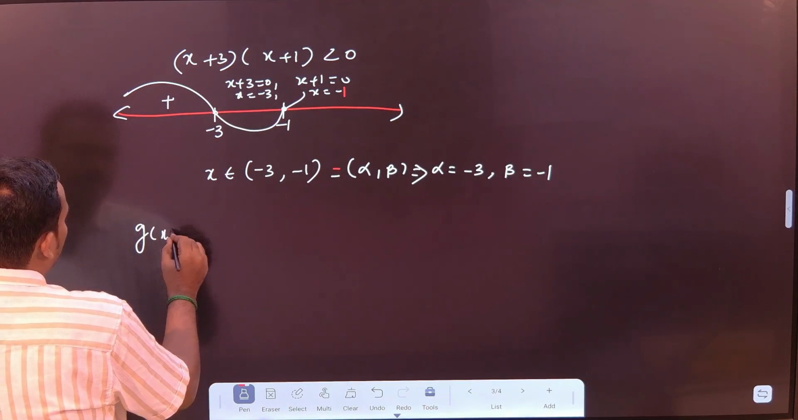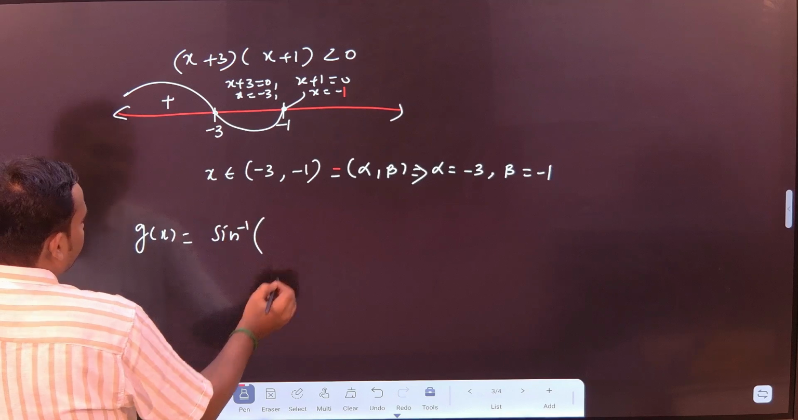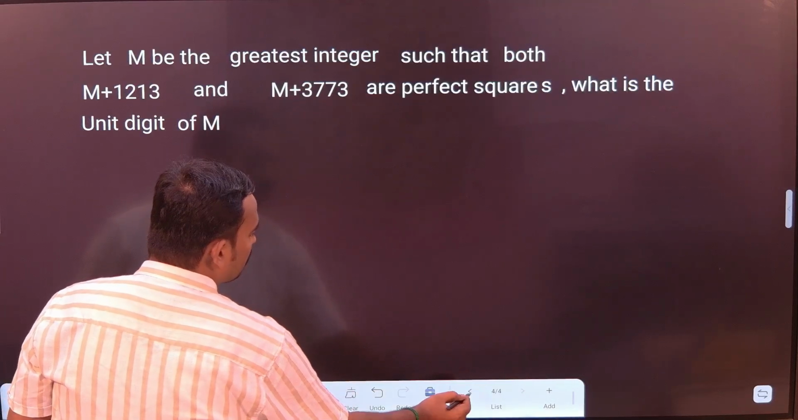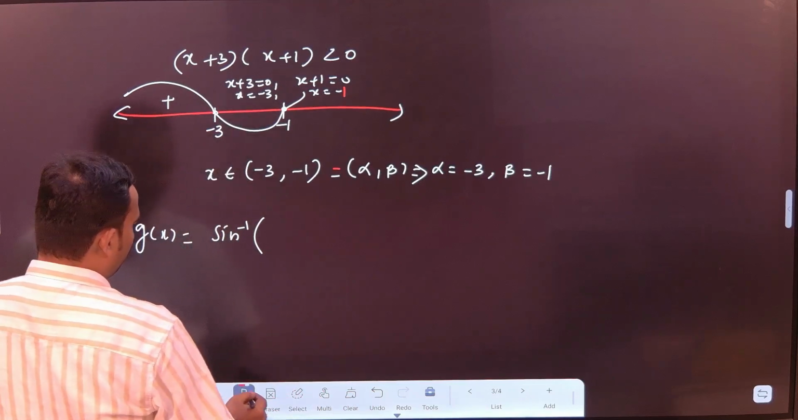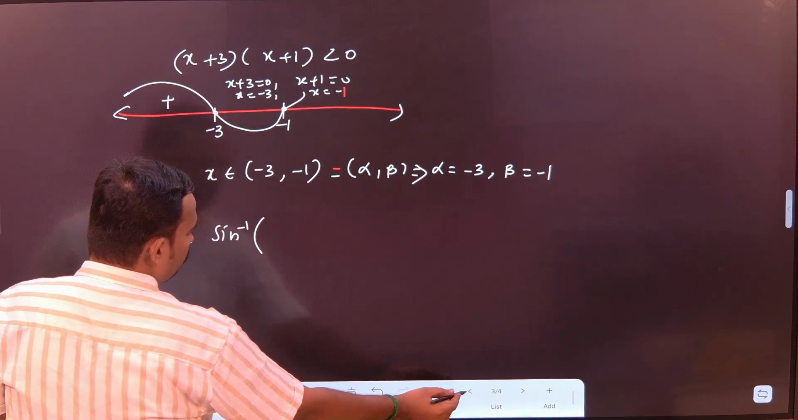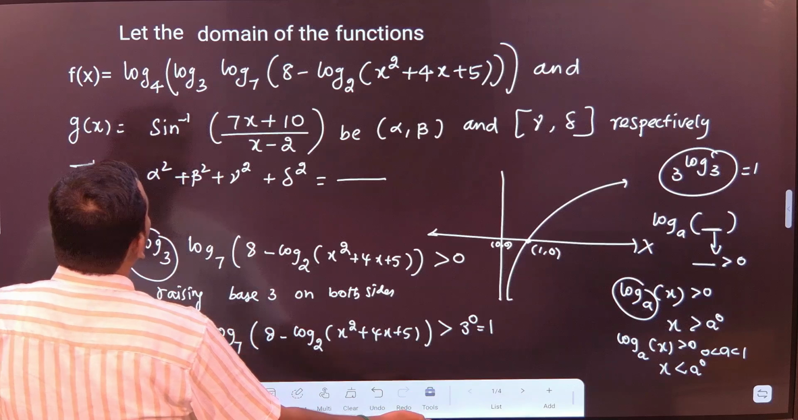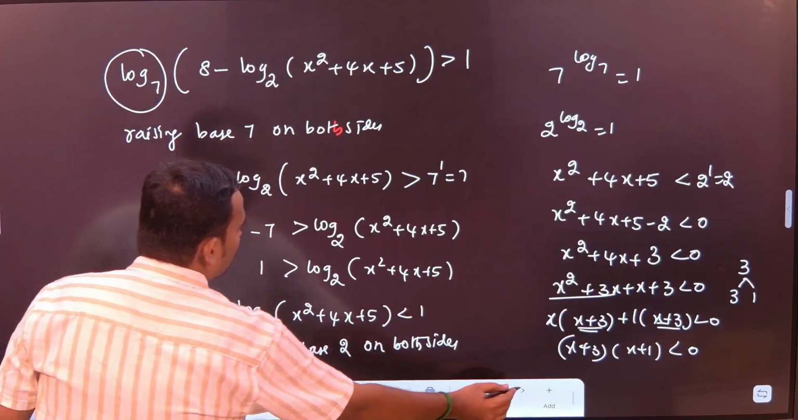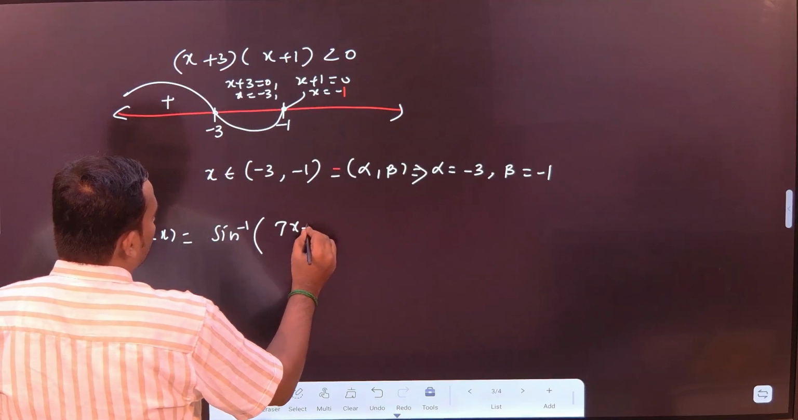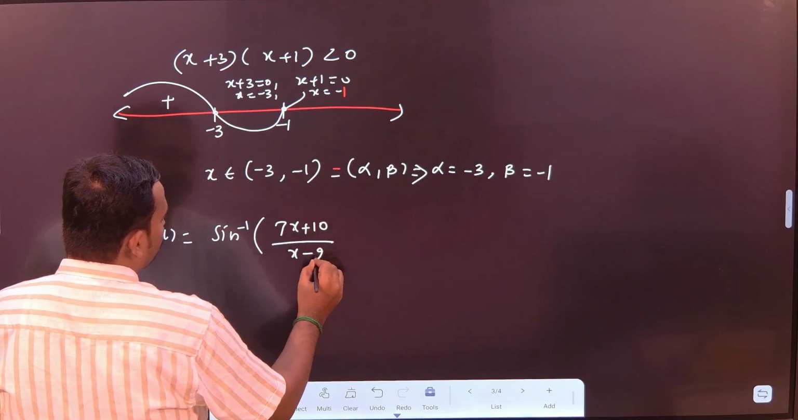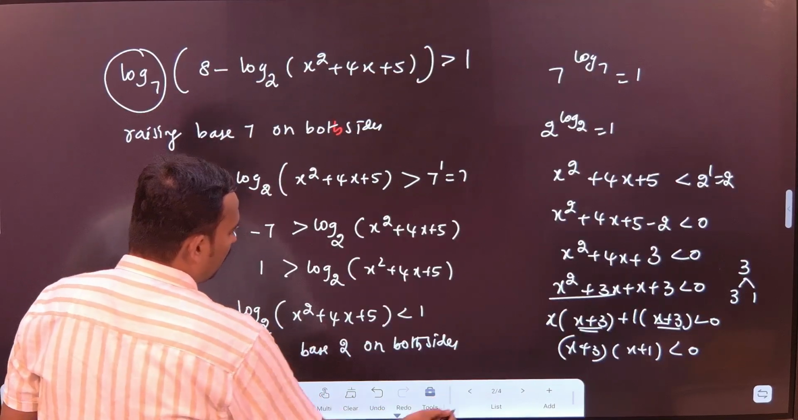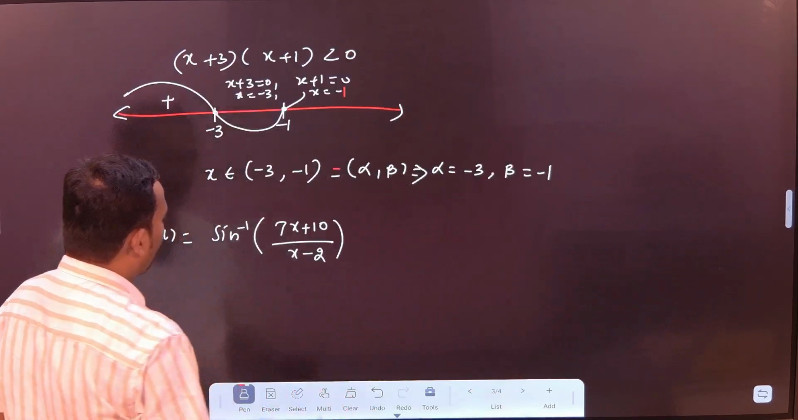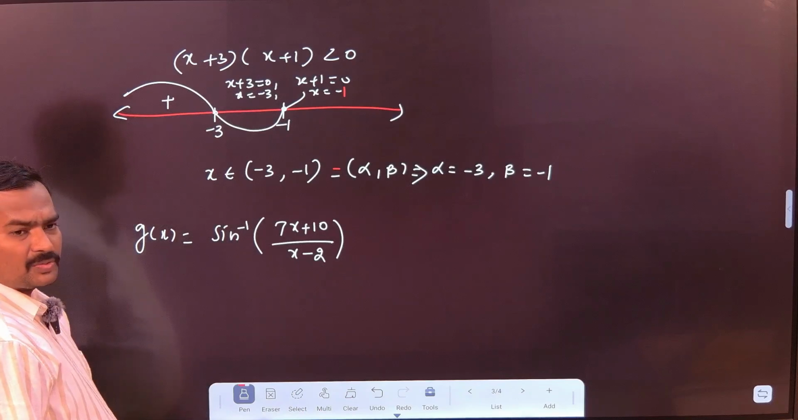g of x is sine inverse of, so what is given to you? Sine inverse of (7x plus 10) divided by (x minus 2). Check it once. Again, x minus 2. Yes, correct. So this is very simple.